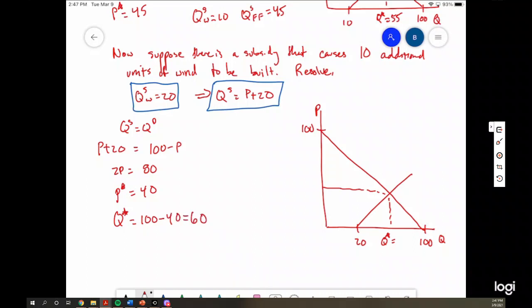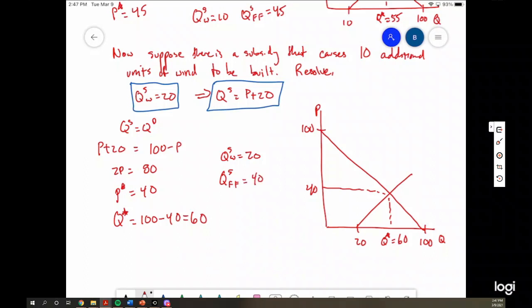So of the 60 supplied, Q star is equal to 60, P star is equal to 40, QS wind is equal to 20. We know that because the wind just supplies. It has a zero marginal cost. It's always going to be dispatched. The fossil fuel supply is then 40.